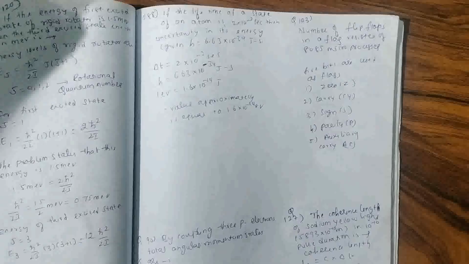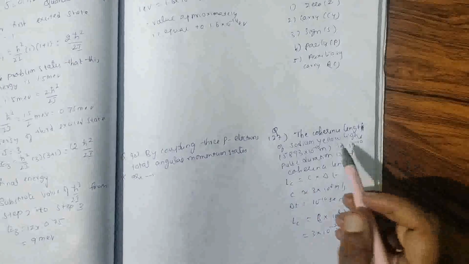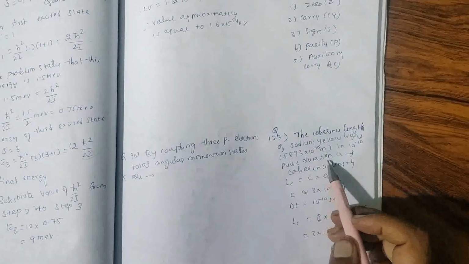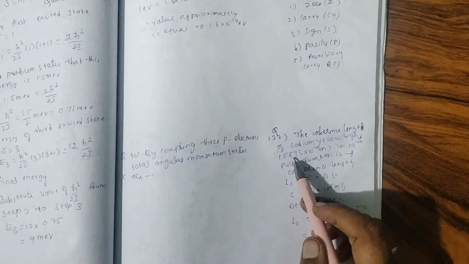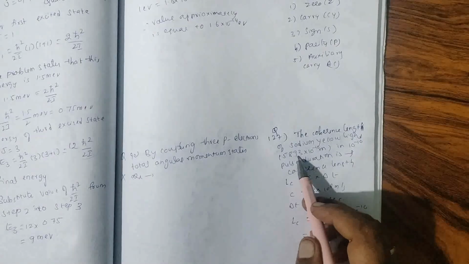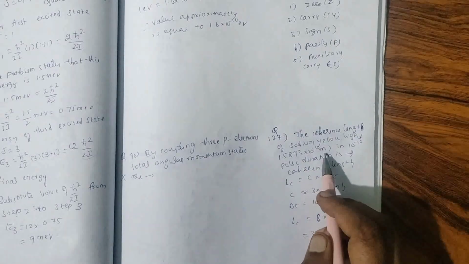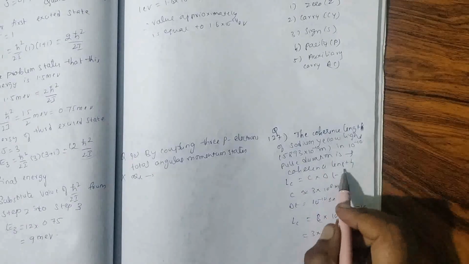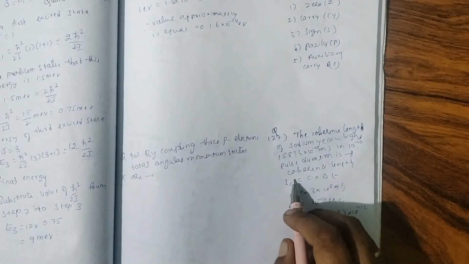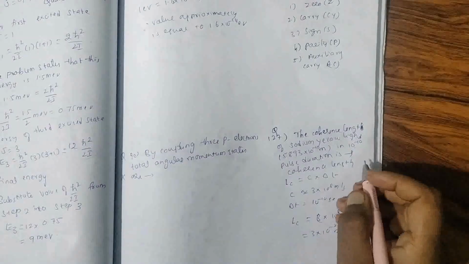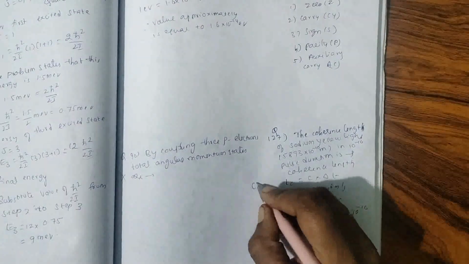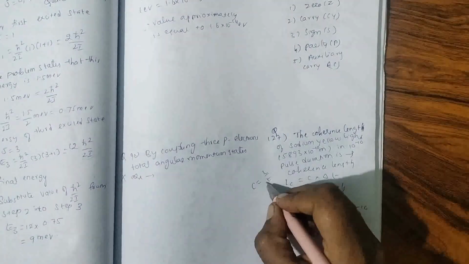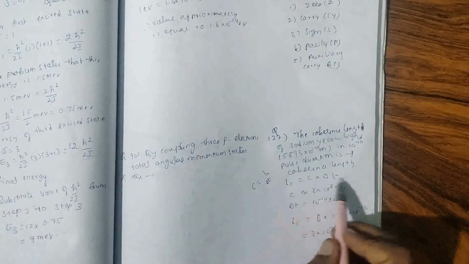Now next, 127th question. The coherence length of sodium yellow light, the value of lambda is 5893 into 10 to the power of minus 10 meters, in a 10 to the power of minus 10 pulse duration. Coherence length formula: length is equal to velocity. Generally we use c is equal to L by t. That formula only we use. L equals c into delta t.